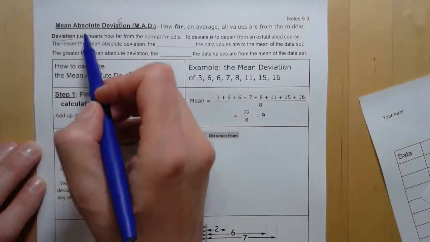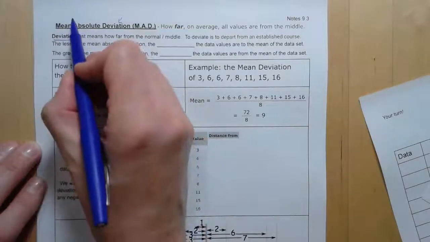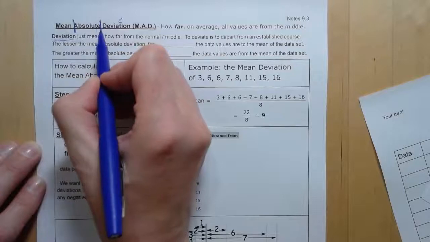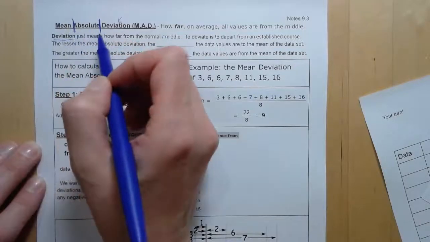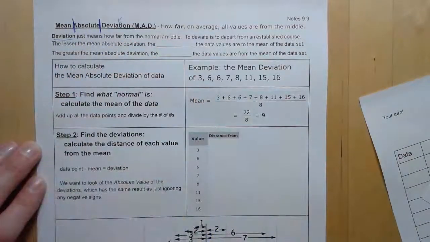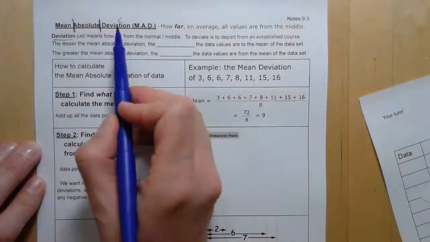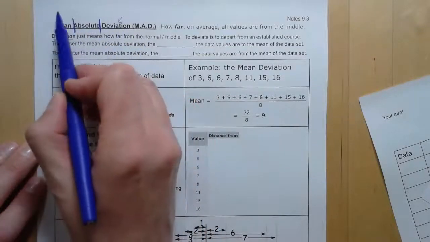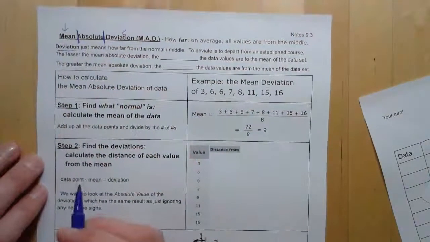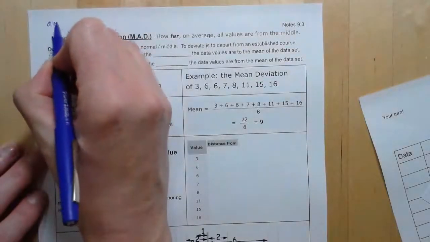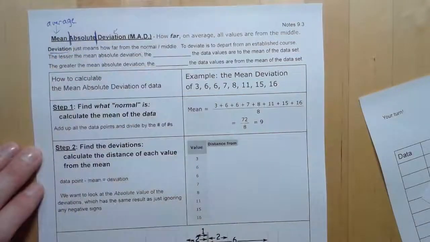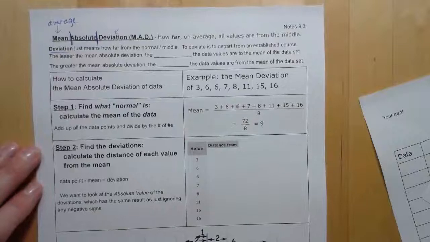And absolute, remember we've already learned about absolute value. We indicate it with two lines like this around a number. And it pretty much means the distance of the number from 0. So in this case, we're going to be looking at the distance of the number from the mean, actually, from the average. The average is another word for mean.